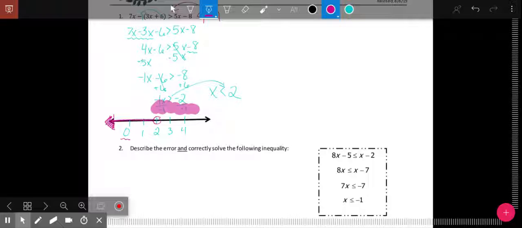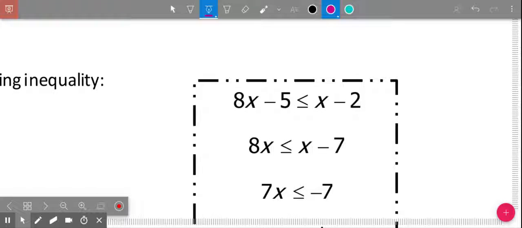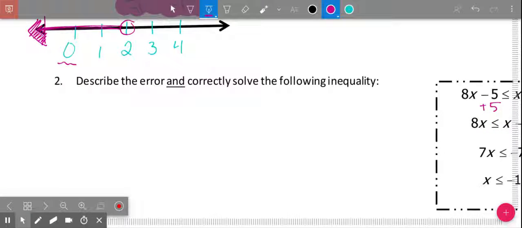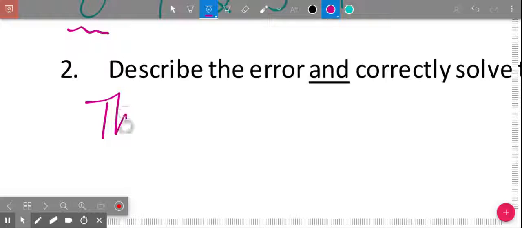All right, so if I'm looking at that, I have 8x minus 5 is less than x minus 2. So this person moved the numbers first, which is okay. But whenever they added 5 to both sides, they did not get a 3 like they were supposed to. They got -7. So this person forgot to use their inverse operations, because it looks like they subtracted 5 from both sides. So what did they do wrong? They didn't use inverse operations.